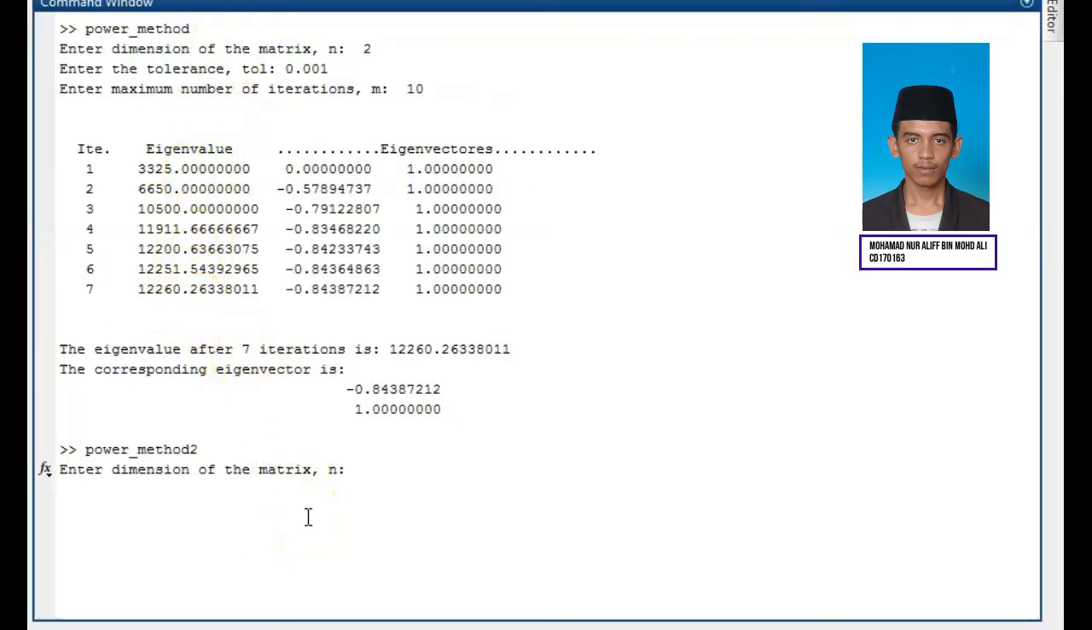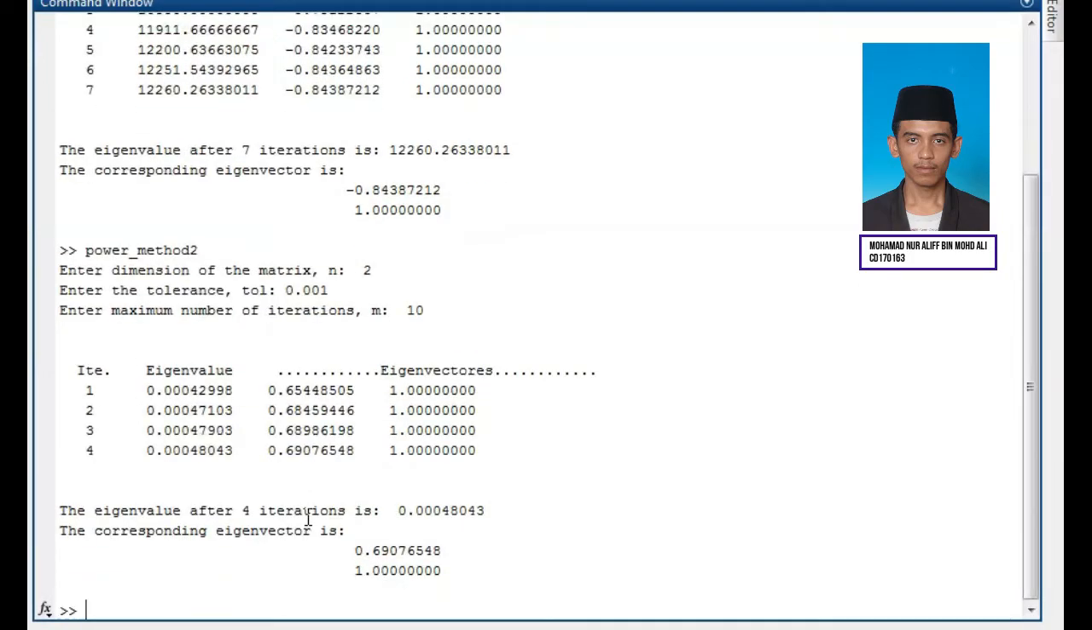Insert the same number of n, which is 2, tolerance of 0.001, and maximum number of iterations, which is 10. And now we will get the eigenvalue and eigenvector. This answer is the same as the manual calculation, which is the matrix iteration method.